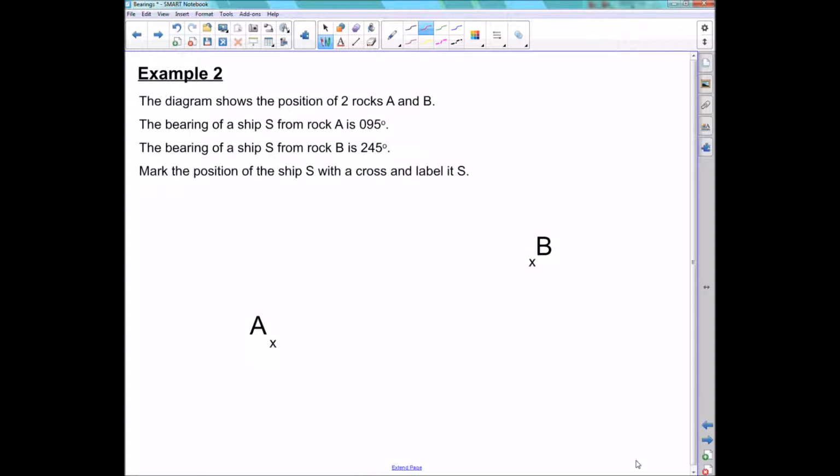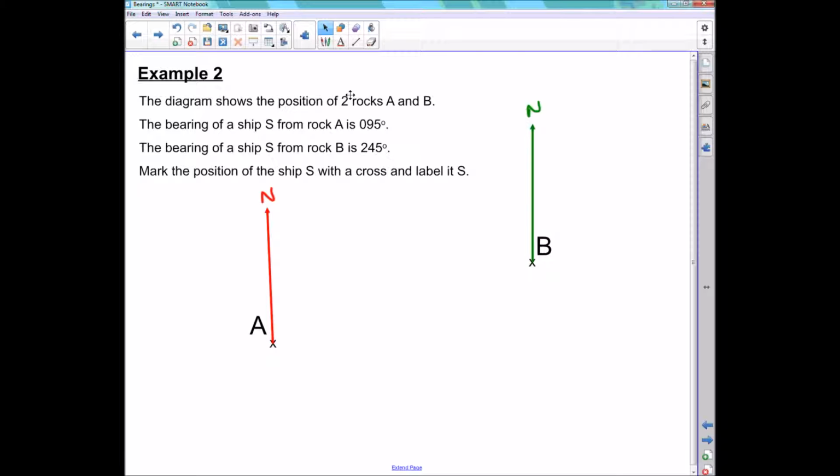Okay, so for this question, our strategy is going to be to draw these two angles on, one from A and one from B. These are going to be two lines that will meet at some point, okay? They will intersect. Now, that point that they intersect at will be the position of the ship S. So I'm going to start off by drawing in my north lines like I did when I was measuring. Okay, so the next thing I'm going to do is mark on my two angles.